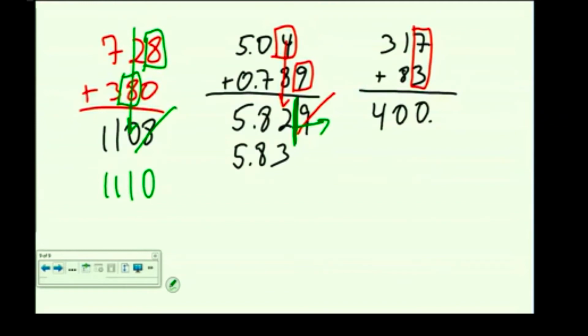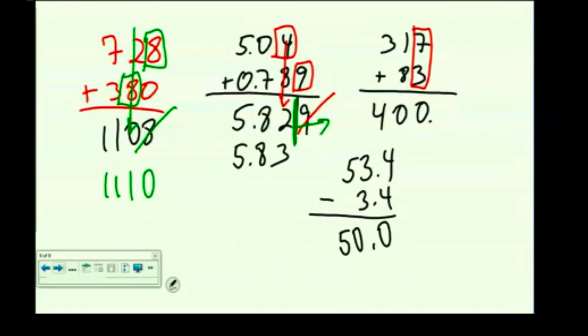So another good example of this is in the lab, we'll do some stuff that'll be like 53.4 minus, oh, I don't know, 3.4. What do you have? This is 50, right? 0.0. And that's important because it tells people you made this measurement precisely.